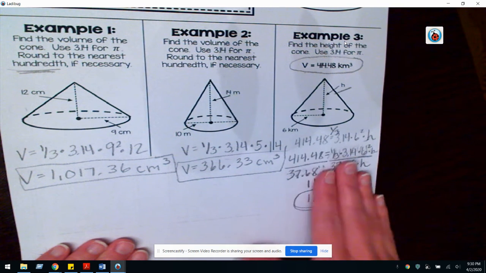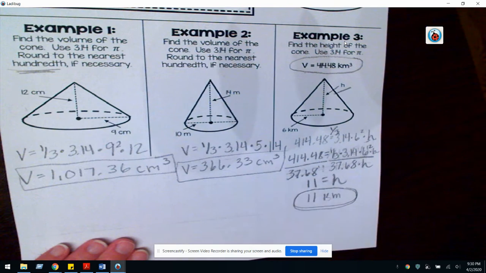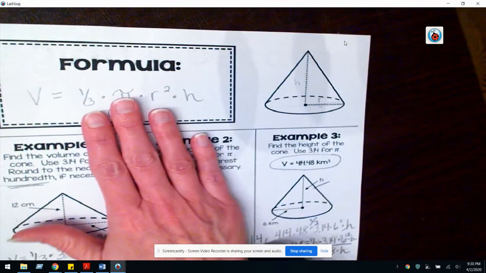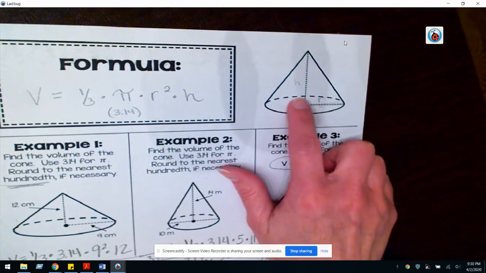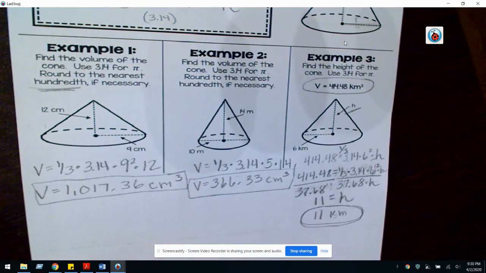Sorry if I goofed this up. You just got to remember, put that 1/3 in there. This is a cone. It's a third of the volume of the cylinder. Okay, there's our formula, radius, height, and I think you guys will get it. Just make sure you got a calculator, and that'll make it pretty easy for you.